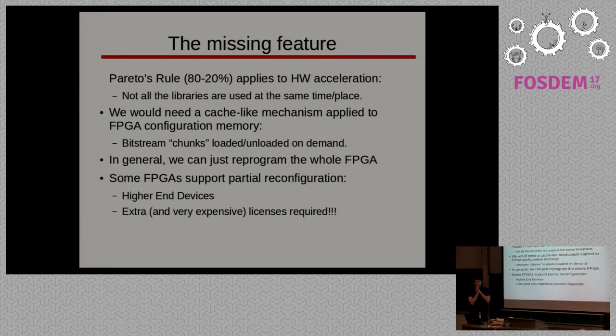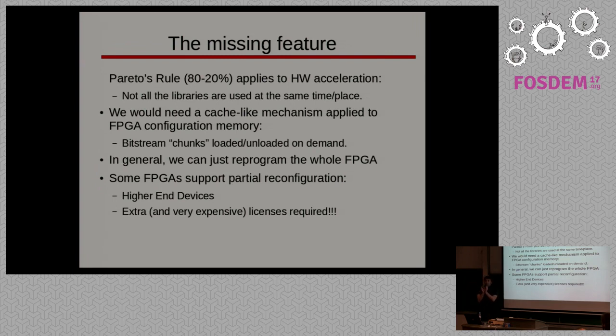Maybe some of you have already heard about the Pareto rule that applies to libraries in general, so that not all the libraries are used at the same time. And most of the libraries in the processors are unloaded from the cache memory as they are required. In order to implement this approach in an efficient way in an FPGA, to accelerate libraries efficiently, we need a way to reprogram only slices of the FPGA, not all of the FPGA.